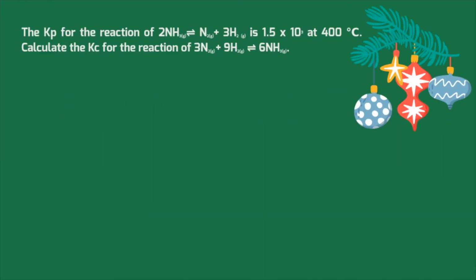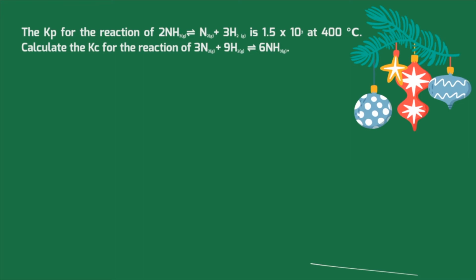Right, let's move on to question number 3. The Kp for the reaction of 2NH3 to produce N2 and 3H2 is 1.5 times 10 to the power of 3 at 400 degrees Celsius. Calculate the Kc for the reaction of 3N2 plus 9H2 to produce 6NH3.